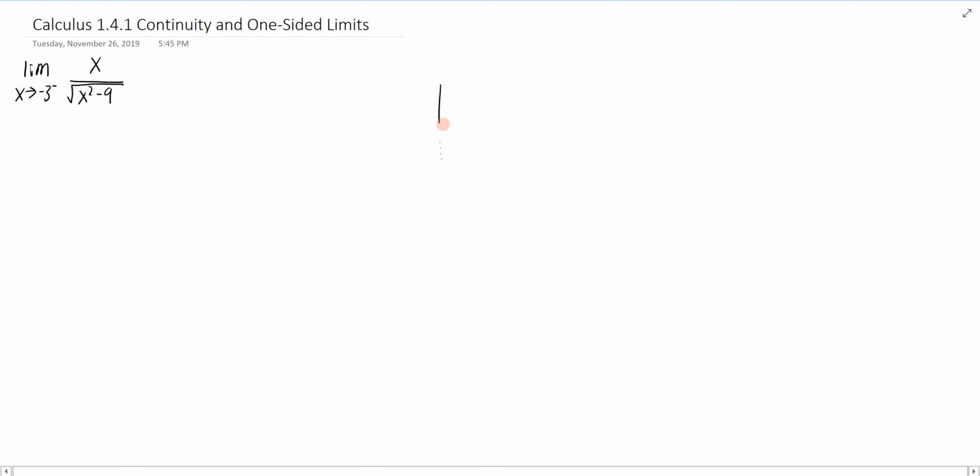So right here is our y-axis. Here's our x-axis, like so. And if we were to graph this, we'd find something that looks a bit like this. And this is -3 here. And we'd have something that looks a bit like this. And this is +3 right here. And so what you'll see is, we're only worried about the -3 here.